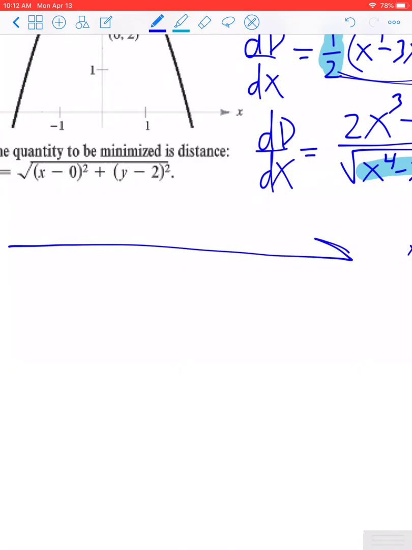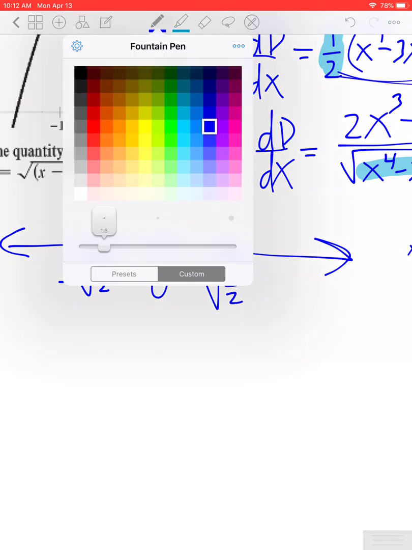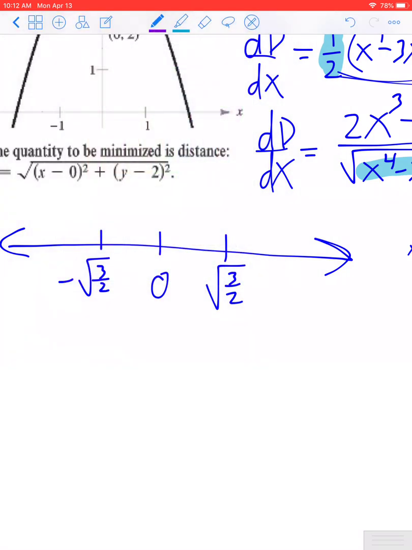So I'm going to do a number line. I'm going to plot my three critical numbers. They are negative square root of 3 over 2, positive square root of 3 over 2, and then we also had 0. Those three critical numbers will divide the number line up into 1, 2, 3, 4 different regions. And now what we're going to do is the method of test points to determine the sign of the derivative in each of those regions.